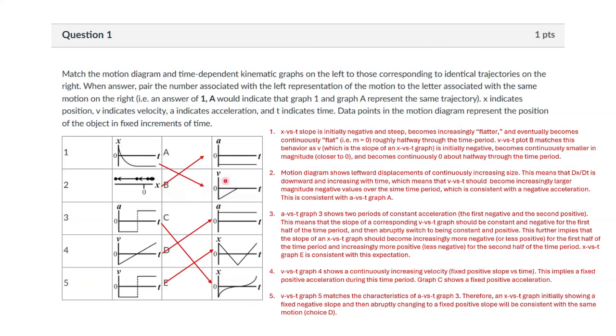So graph B on the right, velocity versus time, corresponds to graph 1 on the left, position versus time. Diagram 2 is a motion diagram that shows an object moving along an x-axis to the left. By convention, we're going to say left is the negative direction. And as time progresses, the object displaces further and further.